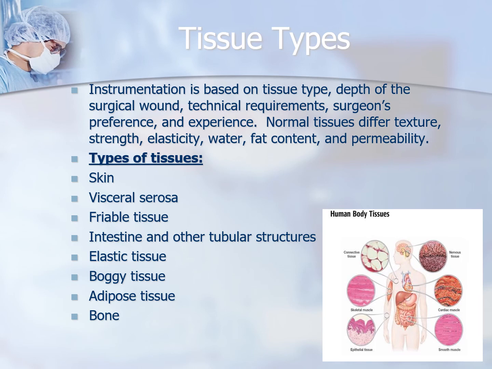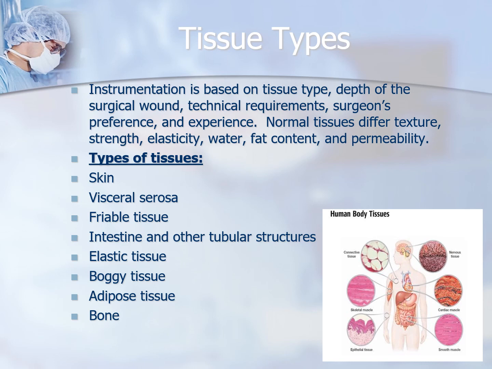So another thing we take into consideration, like I've said already, is the tissue types. So the instrumentation that we use, we base that on the type of tissue that we're going to use it on, the depth of the surgical wound, the technical requirements, of course the surgeon's preference, and experience, right?